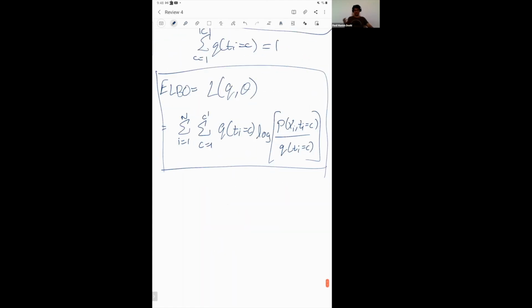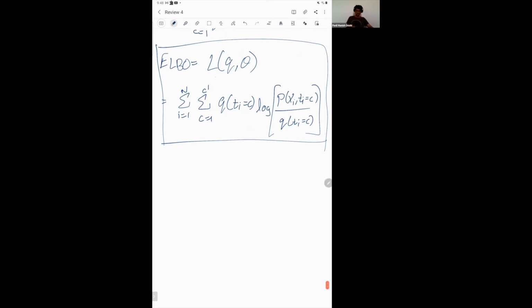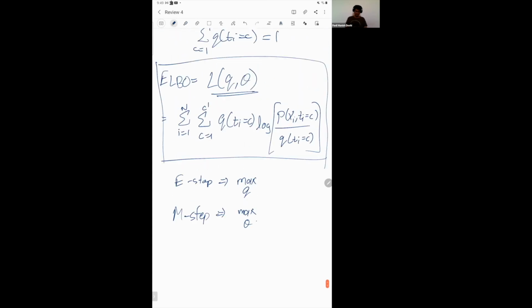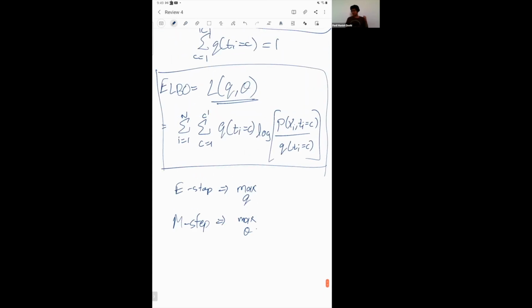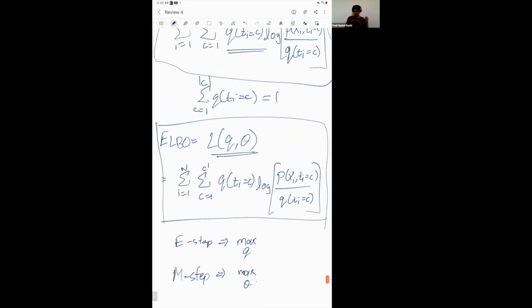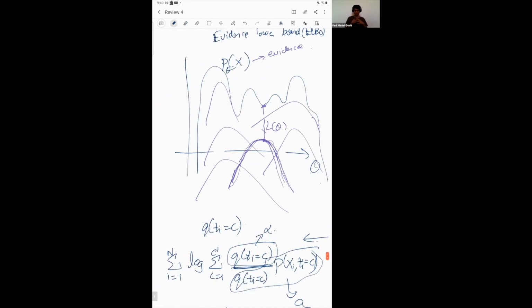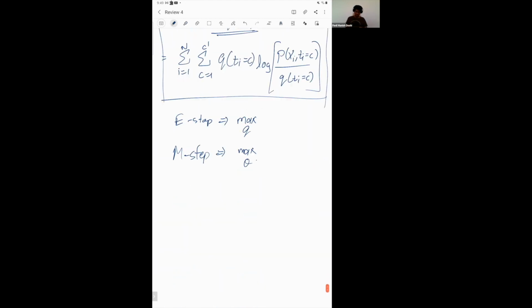The E step and M step are simply maximizing this. The E step would be maximizing this with respect to q, and the M step would be maximizing this over theta. I'll go through the details, but just to get the taste, we are just working on this evidence lower bound. In the E step we would keep theta constant, and in the M step we would keep q constant.